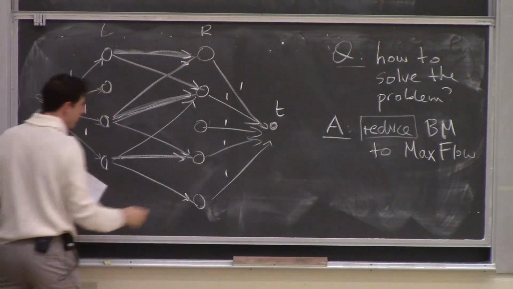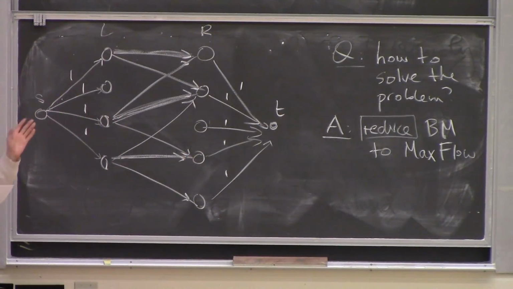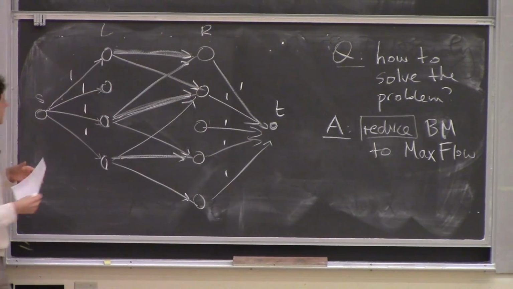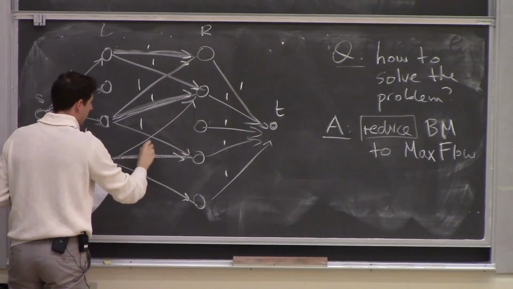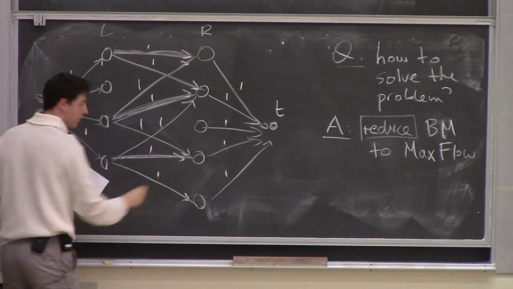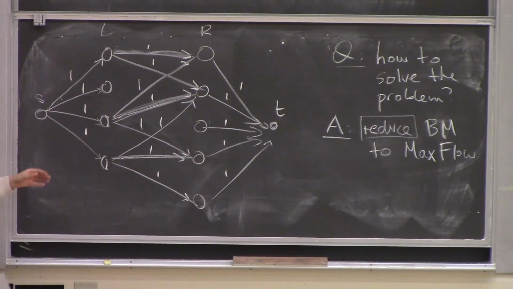And what do you think is the capacity that we should put? We have to put capacities everywhere. 1? OK, let's put 1. I agree, by the way. Why is 1 a good choice? Why would that 1 be a good choice? Sure, like just by symmetry.